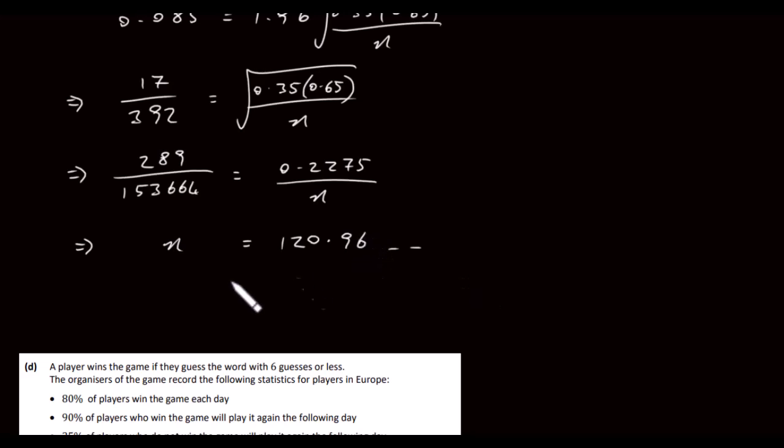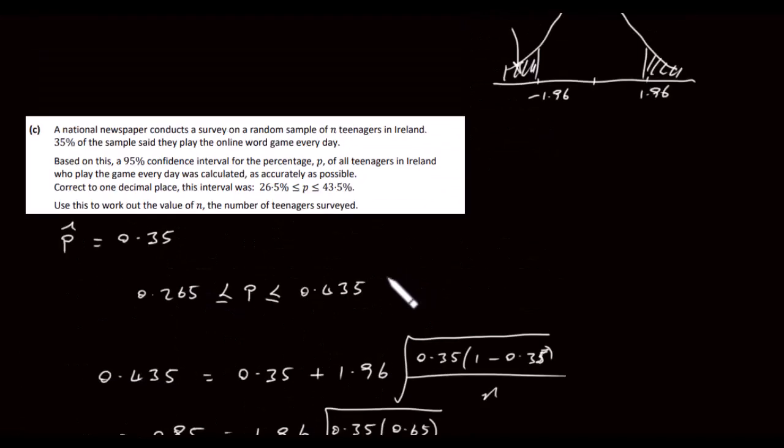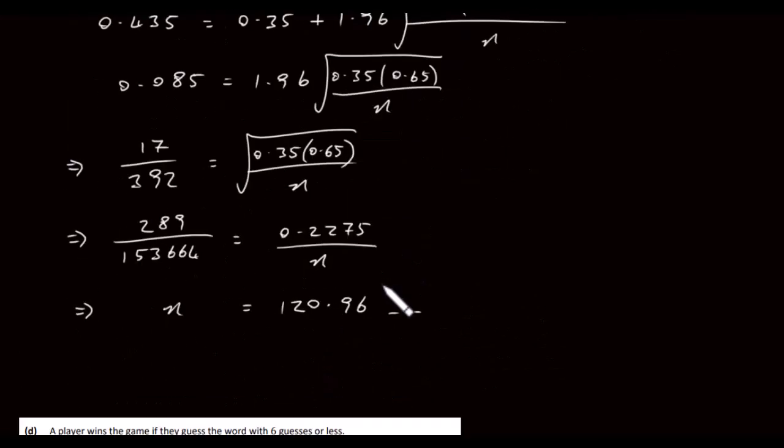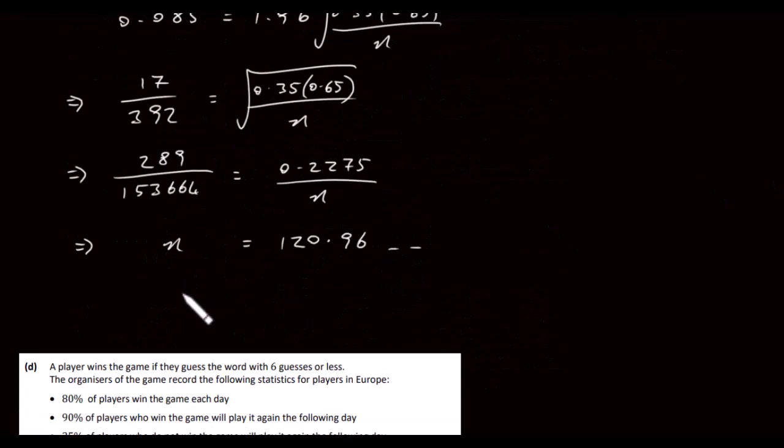Now, what will we do with this? I presume we're going to have to round this up. Let me just see, use this to work out the value of n, the number of teenagers surveyed. Okay, so let's round it up. So I'm going to say n is 121. That's my answer there.